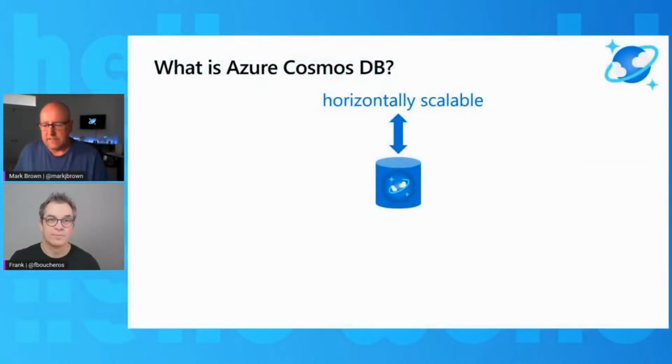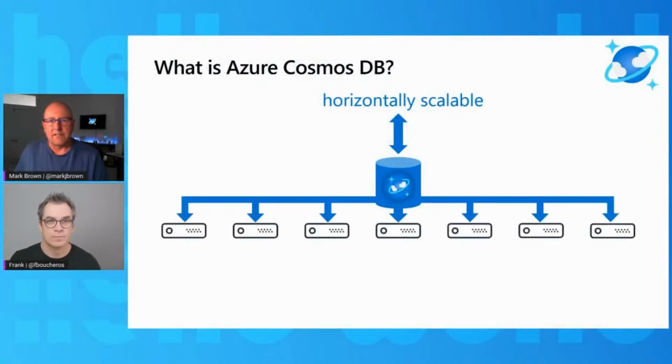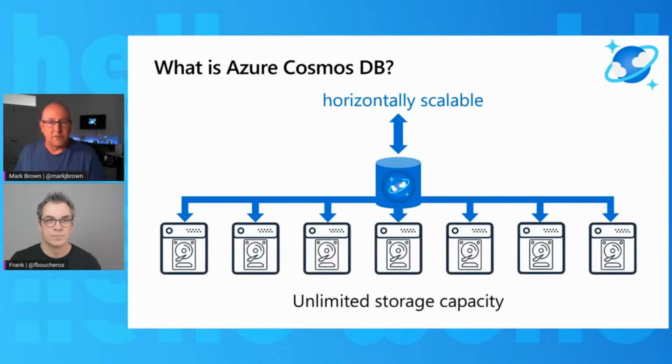Mark, how is Cosmos DB different from other databases? Cosmos is different in a couple of ways. First, Cosmos is a scale-out database. We're horizontally scalable. Unlike a relational database where you scale up by increasing the size of your VM, in Cosmos you just keep adding additional nodes or compute, or partitions as we call them, and you get additional size. This is great because it provides theoretically unlimited storage capacity, since you can just keep adding different pieces of compute.